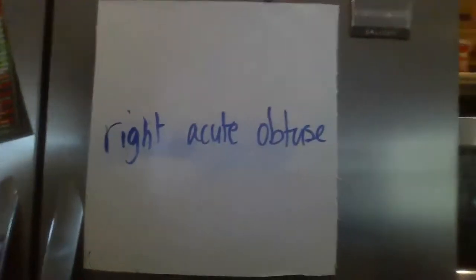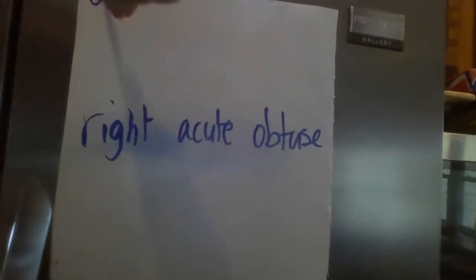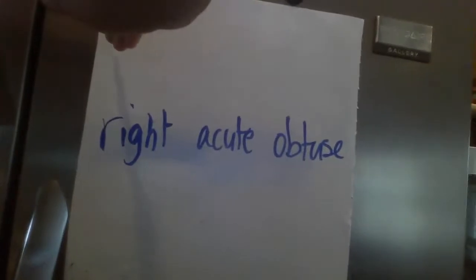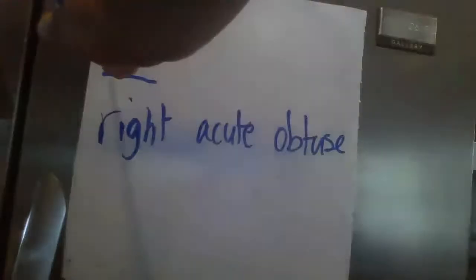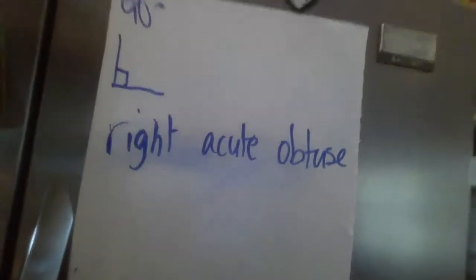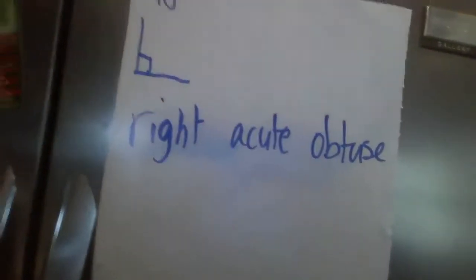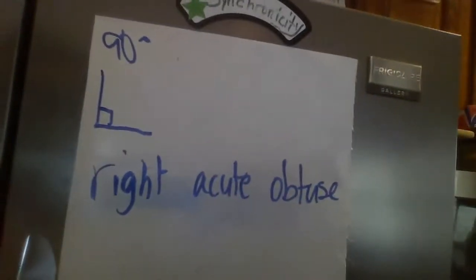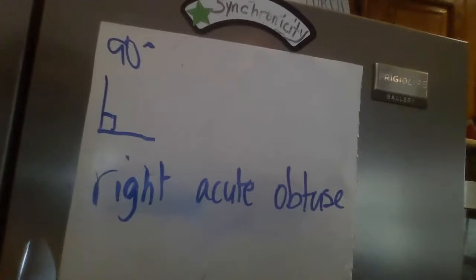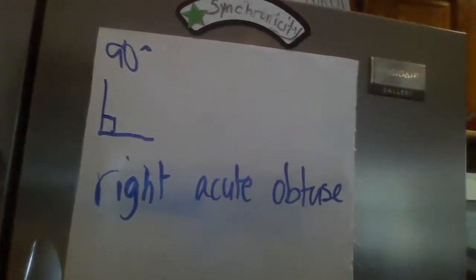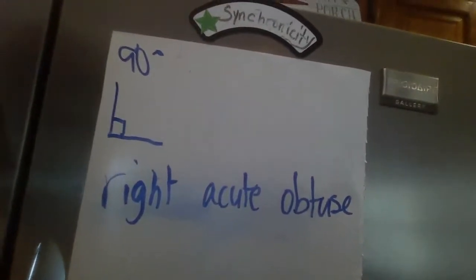So the right angle is an angle that is 90 degrees. And it's shaped like an L. And it usually has the box symbol in the corner of it. Okay, so look for that L shape or that box symbol. You will be able to know that that's a right angle.